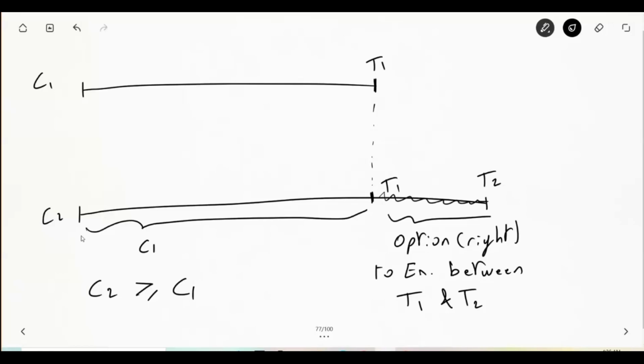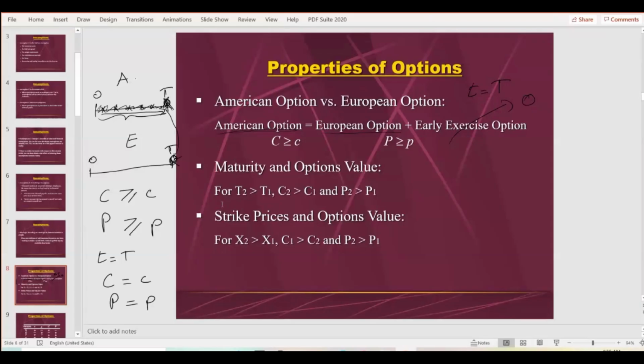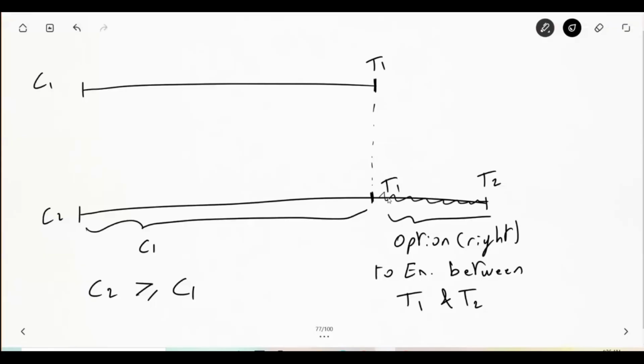Now, the bigger the difference between T2 and T1, the bigger the difference between C2 and C1. So in this case, for T2 greater than T1, C2 is going to be greater than C1 and P2 is going to be greater than P1. Now, regarding the relationship with the strike prices, let's also have an example. And here I will have separate examples for call and put options.